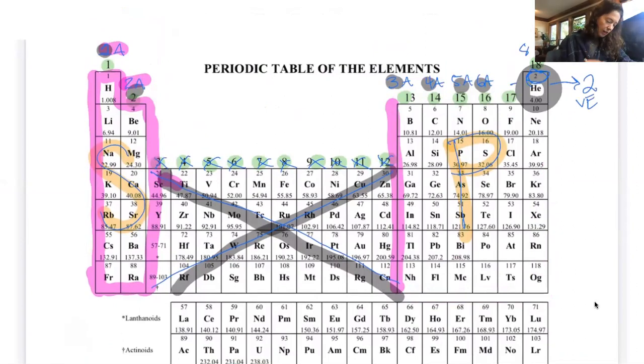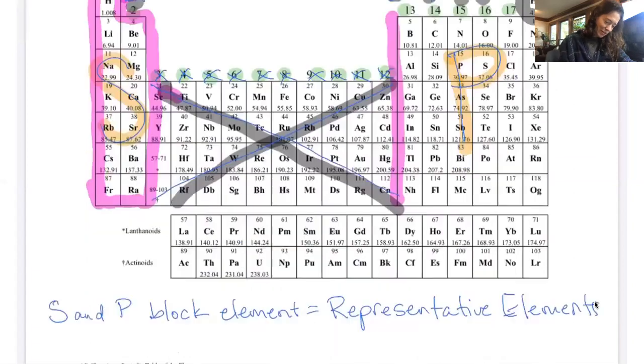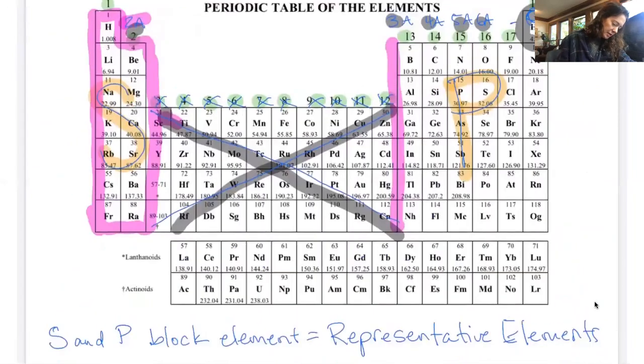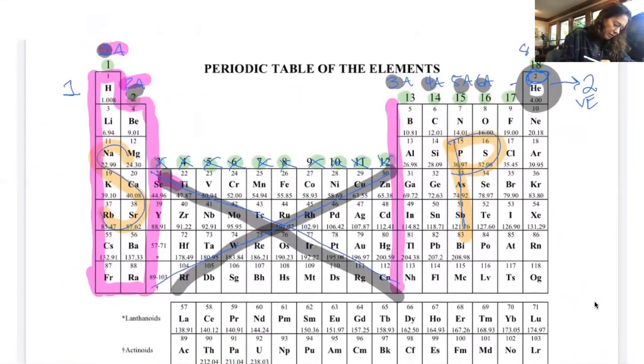So another thing I need you to notice is that hydrogen lives in what period? He lives in period 1. Lithium lives in period 2. Sodium, period 3. Potassium, period 4. We also did bromine over here. I think we also did iron.